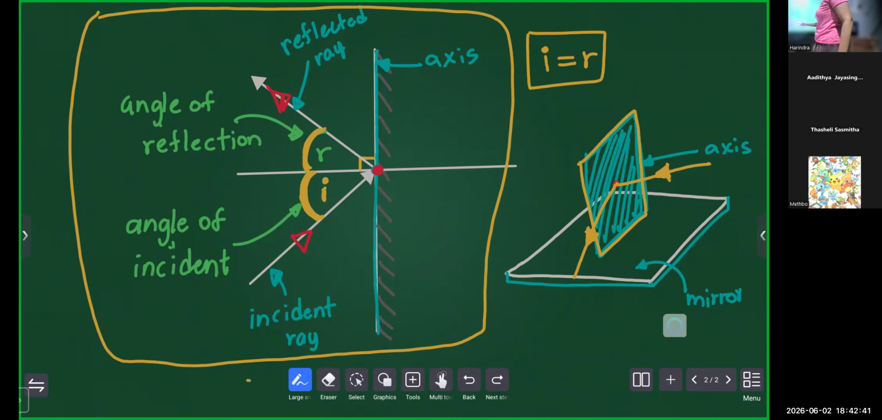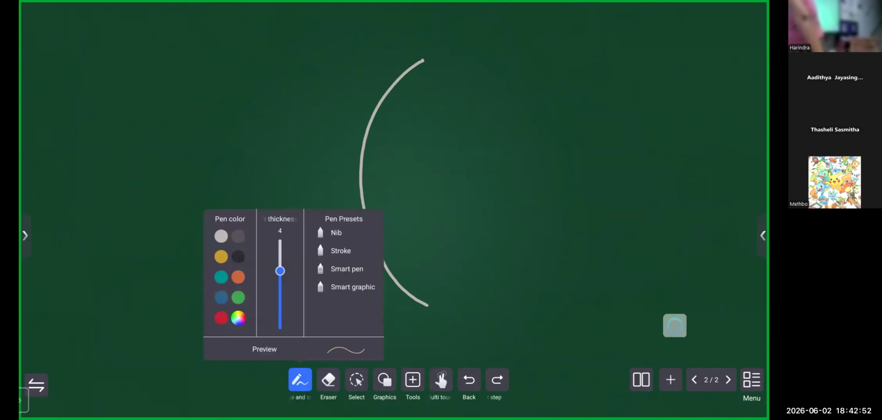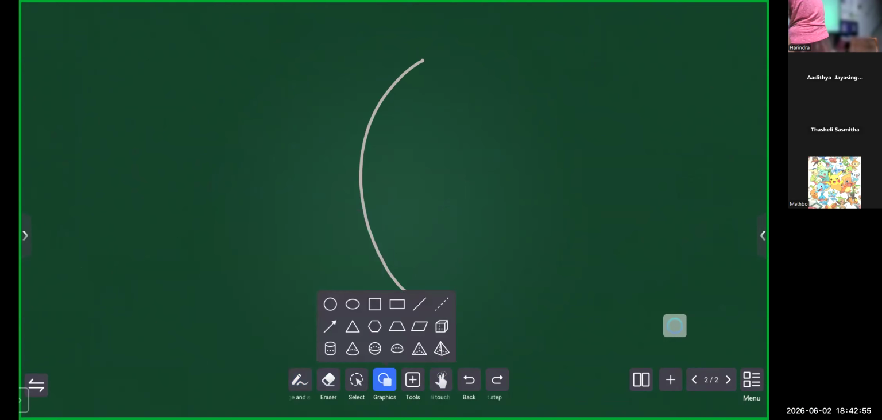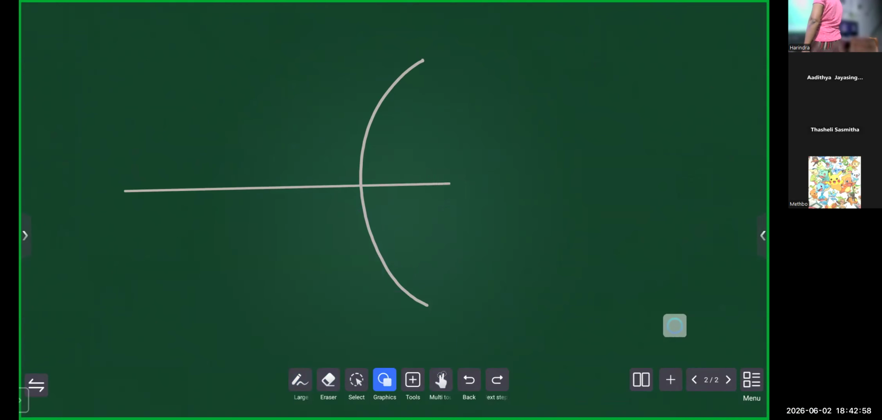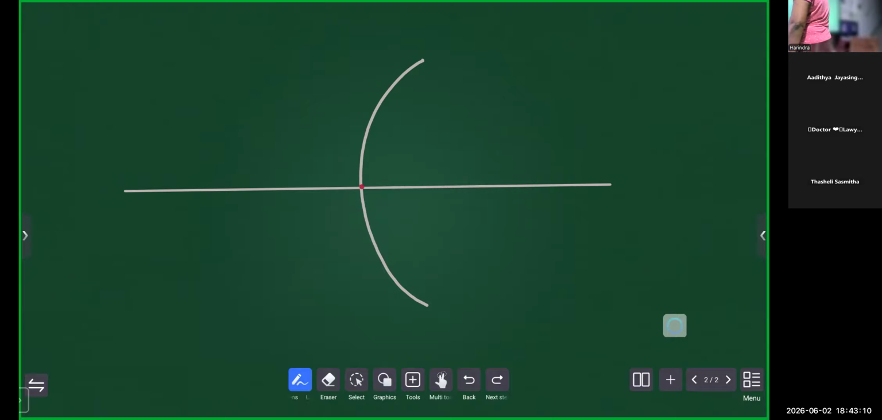Okay, erase this. If I draw a mirror like this, and the blue color line. Give me a minute. And this is the principal axis. What is this? This is the principal axis. Lavya, are you with me? Are you in the class? Yes, teacher. This is P, the pole. Okay, and this is the center of curvature. C, center of curvature.